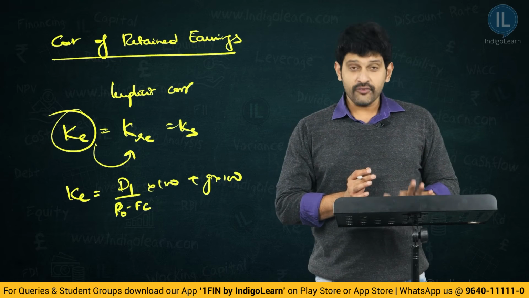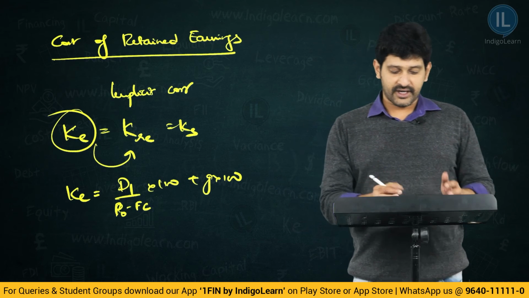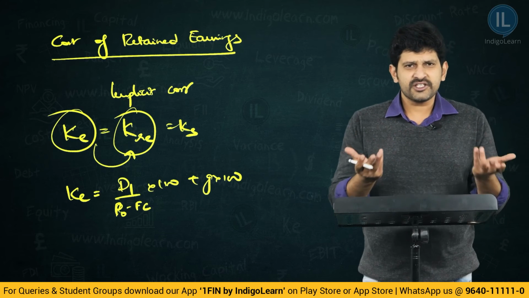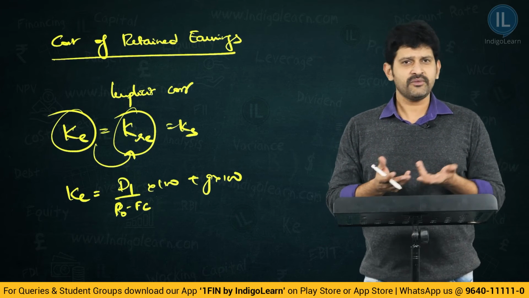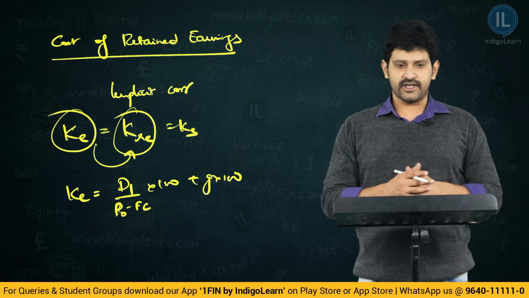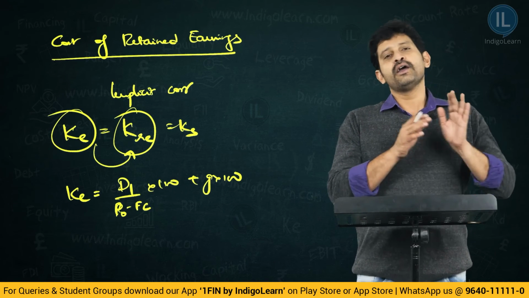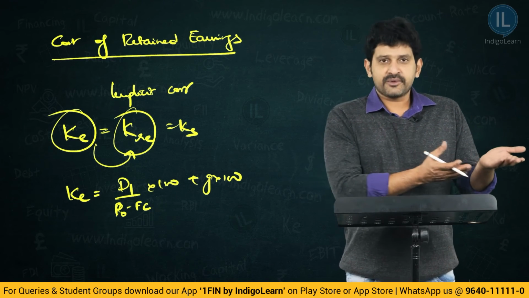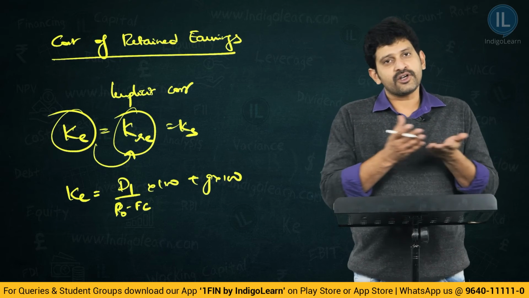Now, if there is no flotation cost at all, then how do I arrive at K, cost of retained earnings? Any of the 6 models, whatever is the model asked in the problem, we can use that model and find out what is our cost of retained earnings, what is cost of equity, and we can say, therefore, as per the information, the cost of equity is also equal to cost of retained earnings.